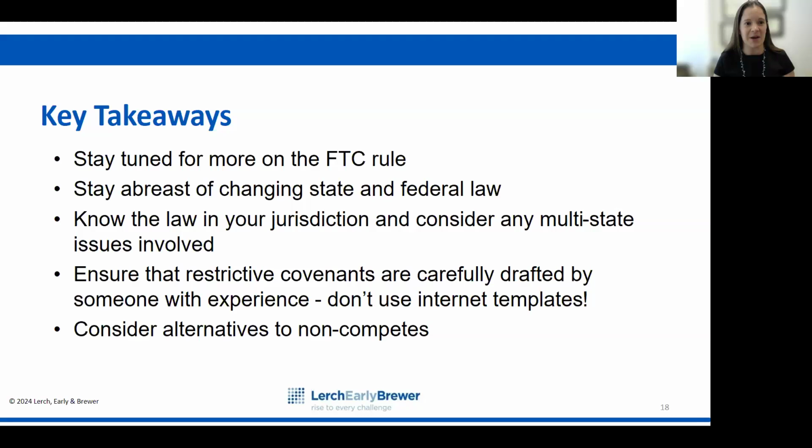I strongly recommend against using internet templates. There are a lot out there, and there are a lot of really bad ones out there that will not be enforceable. So, yes, you have someone sign an agreement, but it's not going to be worth the paper that it's printed on, because of the fact that they are way overbroad.